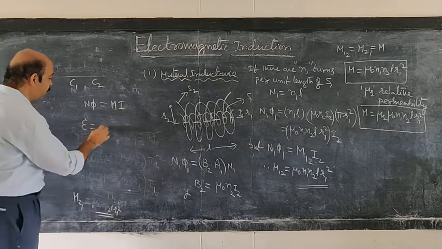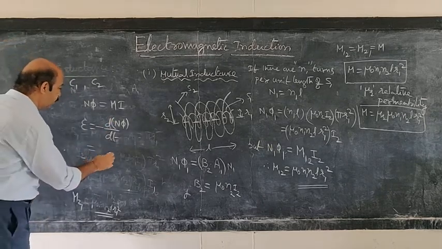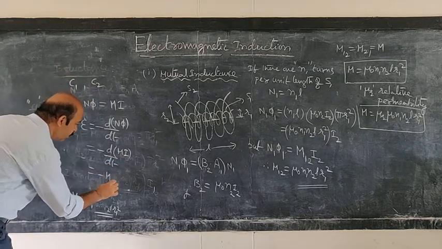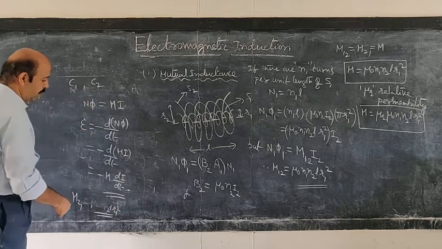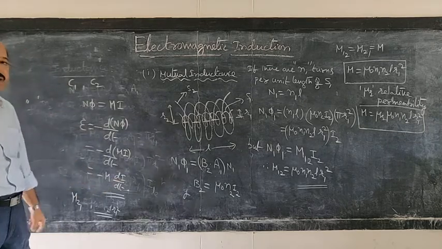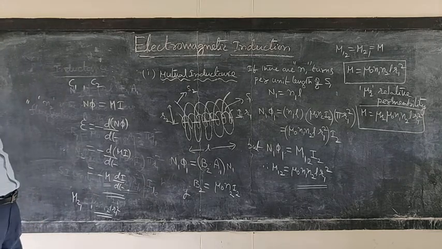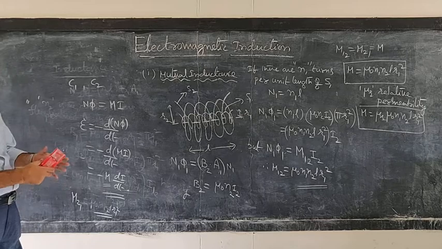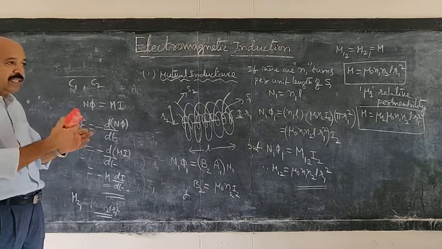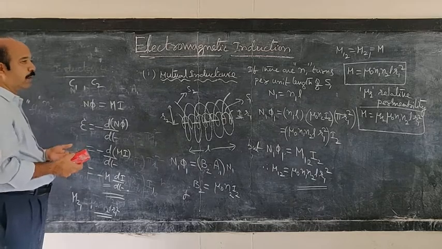Therefore, we know induced EMF is given by minus d by dt of N times phi, which is equal to minus d by dt of M times I, that is equal to M into di by dt. So the induced EMF in the first coil depends upon the rate at which the current changes in the second coil. So this is the proportionality constant, which we call mutual inductance. So it depends on the geometry of the coils and the orientation of the coils, distance between the coils, and the intrinsic properties of the medium present between the coils. So that is about mutual inductance. Then we will talk about the self-inductance.